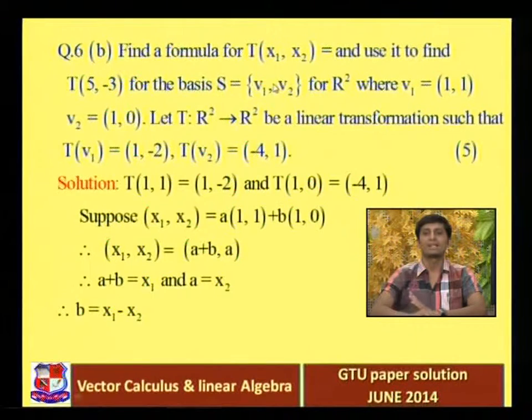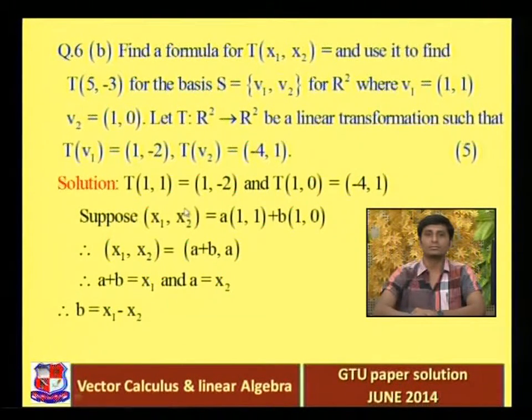We have a basis for the domain. What is our domain? R2. The co-domain is also R2, but definitely we have a basis for the domain, which is V1 and V2. That means any vector of R2 can be expressed as a linear combination of these two basis vectors, right? And using that property of a basis we can find the coefficients a and b.